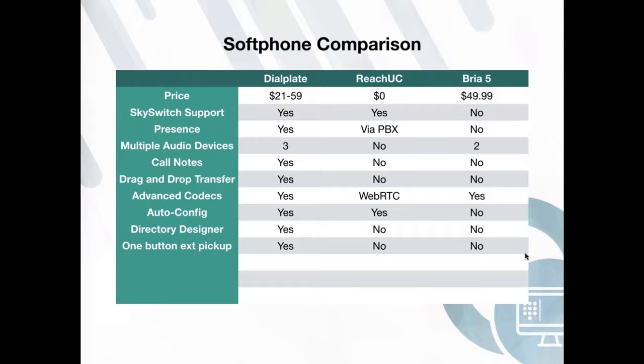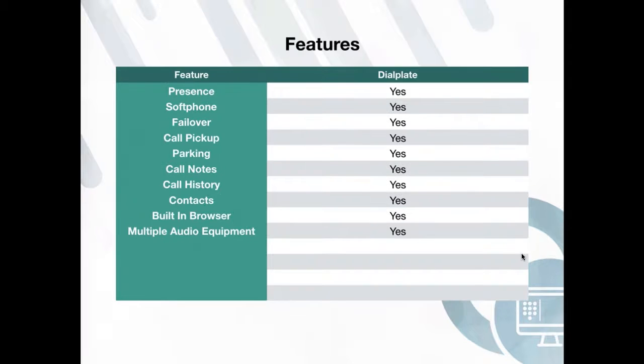You can also, there's a one button extension pickup. If there's another ringing extension, you just have to click on that and you'll pick it up. So as far as features, you have presence, you have the soft phone. It does support failover too, so it takes advantage of our geo redundancy and will fail over to another node if you're having connectivity issues to one node.